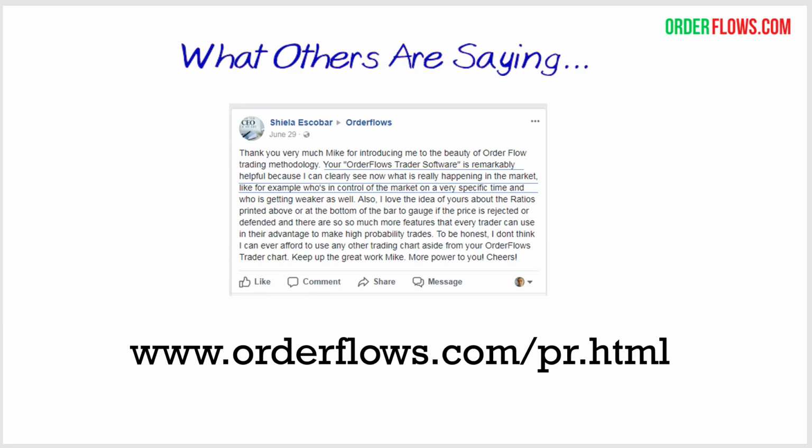Other people have posted online, "Mike, your Orderflows Trader software is remarkably helpful because I can clearly see now what's really happening in the market. For example, who's in control of the market at a very specific time and who's getting weaker as well. I love the idea of your ratios printed above or at the bottom of the bar to gauge if price is rejected or defended."